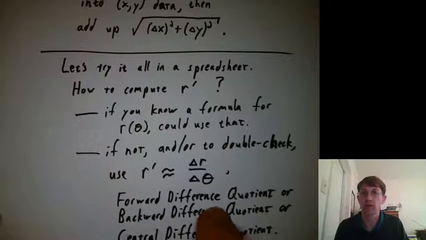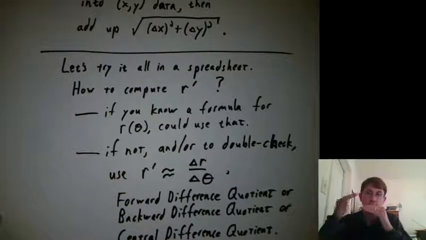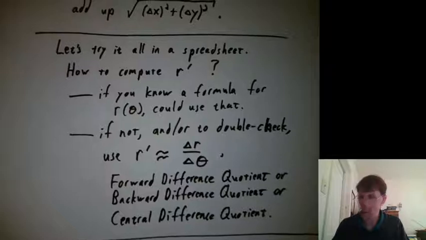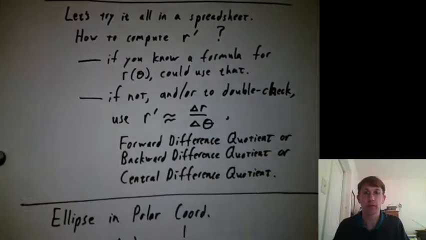That's called a forward difference or backward difference quotient, depending on whether you look at this row and the previous row, that would be backward, this row and the next row, that would be forward, or the next row and the previous row, that would be central. So we'll give that a try in our spreadsheet. We'll also try a new polar function that we haven't played with before.